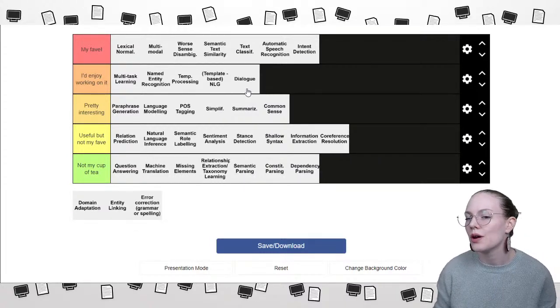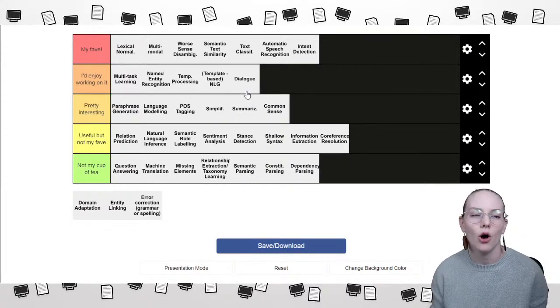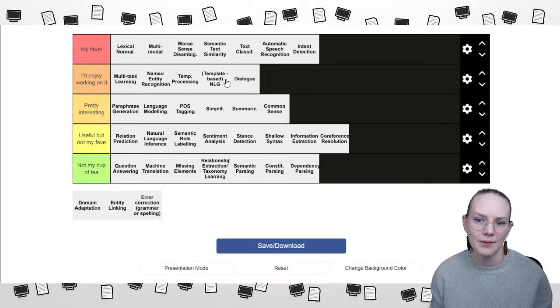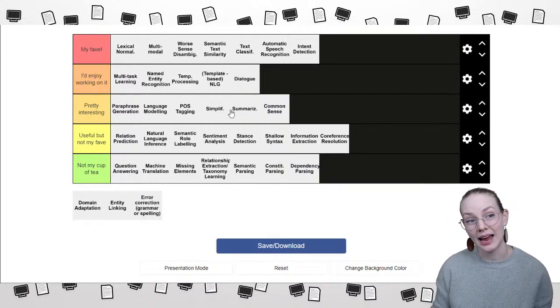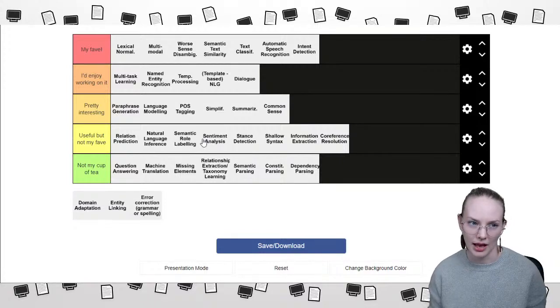I would say I enjoy working on it. I think not all parts of it are equally interesting to me. And I think here they mainly mean dialogue policies. So, how do you decide what to do next in a conversation given the history of the conversation? But I think probably this more broadly refers to any sort of chatbot or dialogue system.